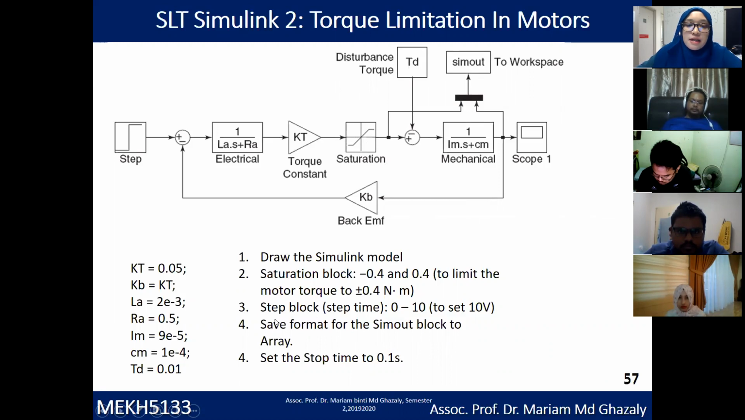Okay, so step block diagram, set it to 0, 0 and 10, means that the starting value is 0, maximum value 10 means that step input is 10 volt. Okay, save the sim output as array. Array because we are going to collect 2 different values, which is the output here, and also the value from after the constant. Set the stop time means that the Simulink model runs to 0.1 second only.